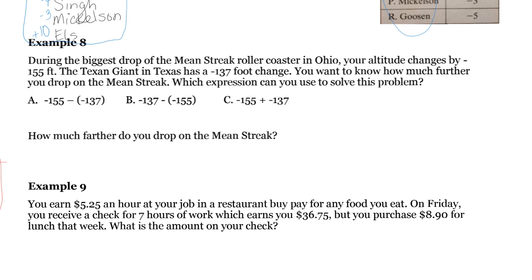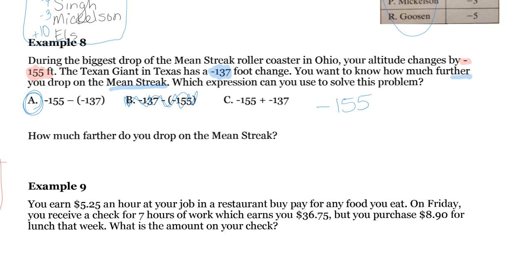Okay, so let's look at example number 8 then. Take a moment, read that on your own, and try to answer that first question. So hopefully you read it. The Mean Streak has a change in altitude of 155 feet, whereas the Texas Giant has a 137-foot change. We want to know how much further you drop on the Mean Streak. Whatever number comes first in the problem, that's always the number we start with. So we always want to start with the negative 155, which means that B isn't going to be our right answer. And we want to know how much further you drop, so we are going to be subtracting those numbers because we really want to find the difference between those two numbers. So that means our answer is going to be A.